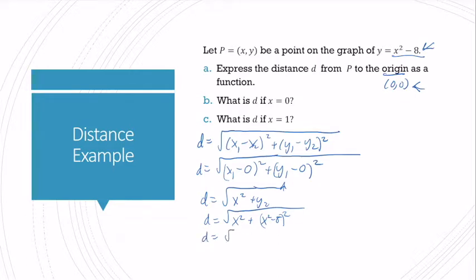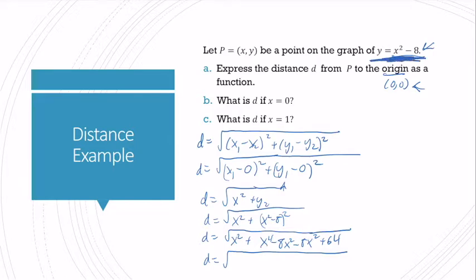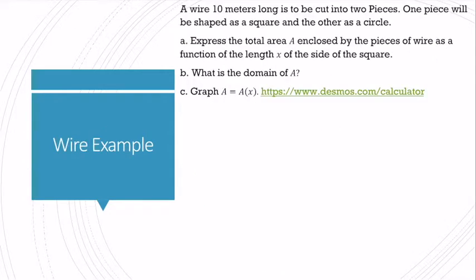I'm then going to go ahead and FOIL this out, so I get the distance is the square root of x squared plus x to the fourth minus 8x squared minus 8x squared plus 64. And I combine like terms, so I get the distance from a point on our graph of y equals x squared minus 8 to the origin is the square root of x to the fourth minus 15x squared plus 64. Remember, we always want to get everything in terms of x. X is what we know the value. X is our independent variable. So it's what we want our equations in terms of.